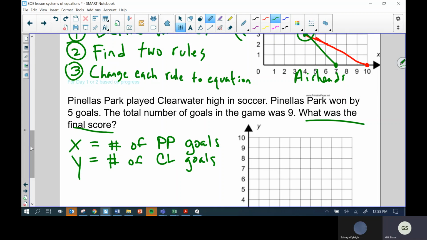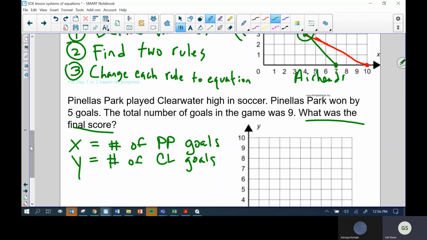What is it I'm trying to solve? Sometimes the question might literally say, and I almost did this, but I made it harder on purpose, how many goals did Pinellas Park score? That would have been your X or your Y. How many goals did Clearwater score? That would be your Y. Now, if they only ask for one school, you still would have to realize, okay, well, my other variable is just going to be how many the other school scored, if they didn't ask for both schools' goals. All right, so we got our variables. There's two rules in here, but one of them I think is super simple.